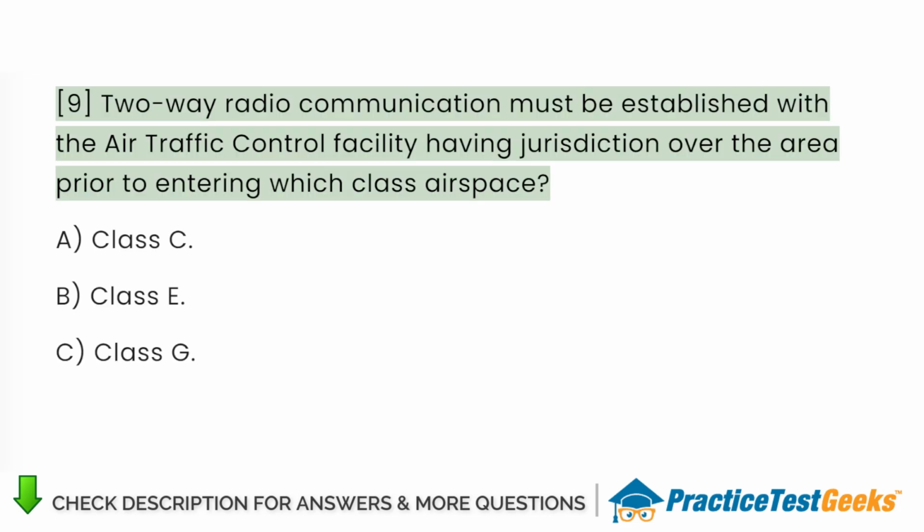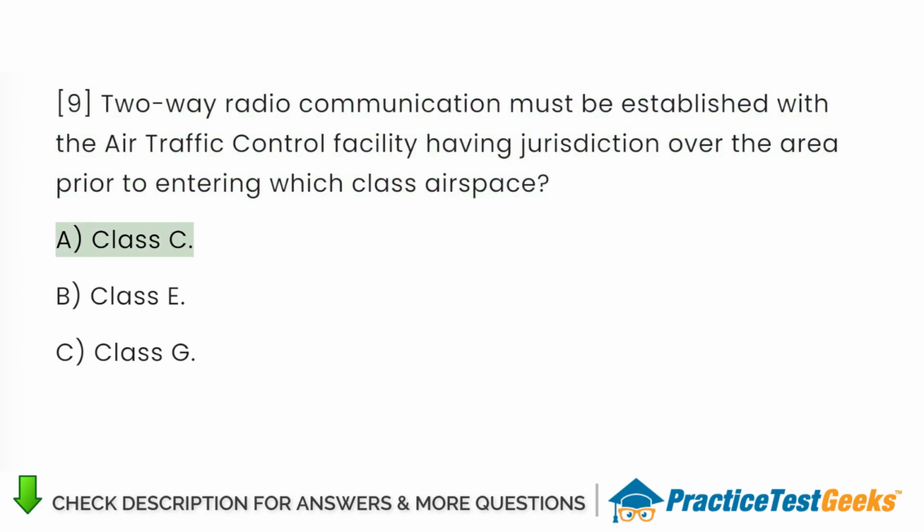Two-way radio communication must be established with the air traffic control facility having jurisdiction over the area prior to entering which class airspace? A. Class C. B. Class E. C. Class G.